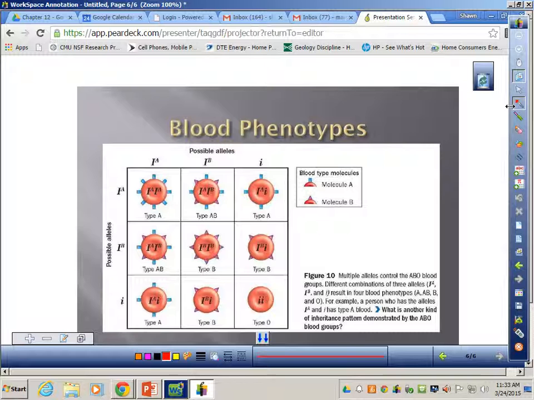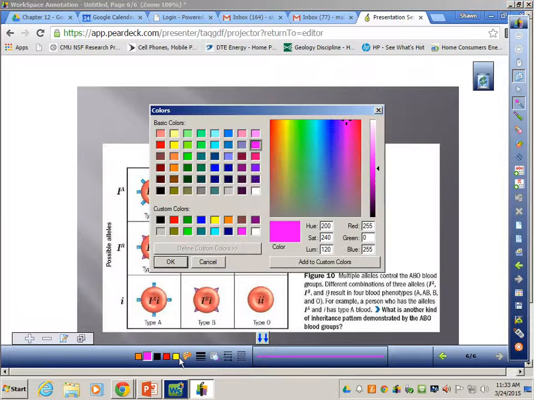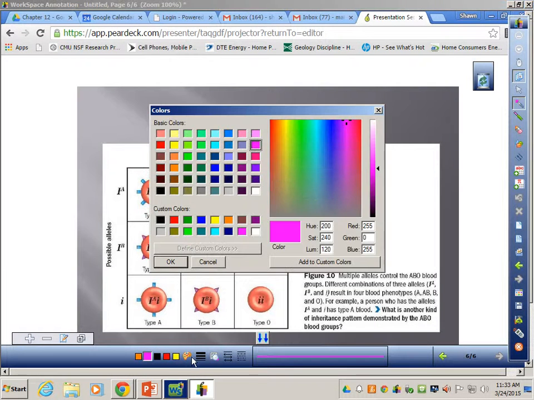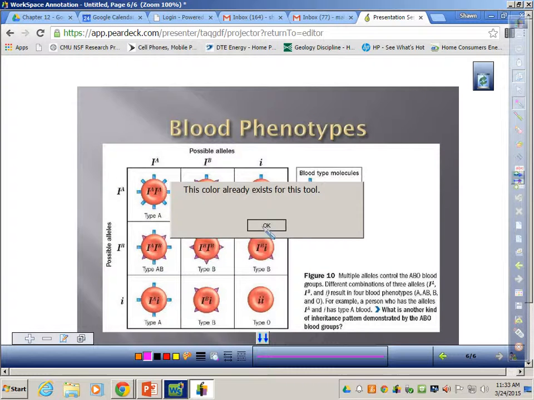When I look at this blood typing over here, choose a bright color, so it's not bright enough. Let's do that. Okay. Oh, I already had that one. I don't like any of these. There. That's different than everything else on the screen. It was already there.